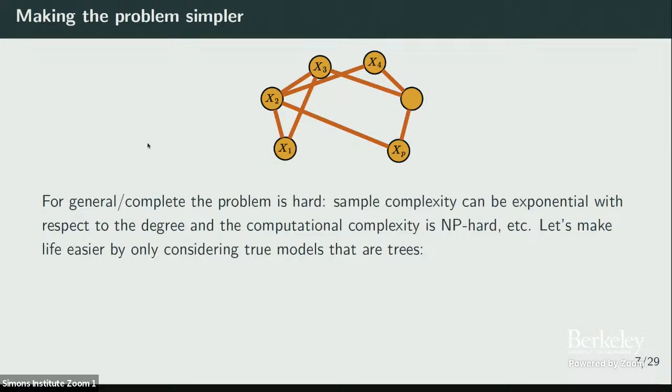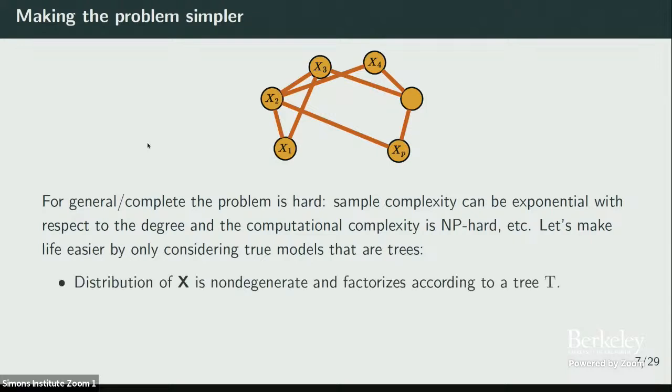And so I don't like hard problems. I like easy problems. So I'm going to stick with the tree. I'm going to assume that it's a tree, like the simplest graph I can think of. Even forests are harder than trees. So let's stick with a tree. So the distribution of X is non-degenerate and factorizes according to a tree. And this tree is connected. So it's a tree, not a forest.